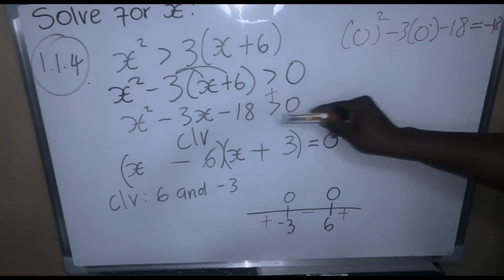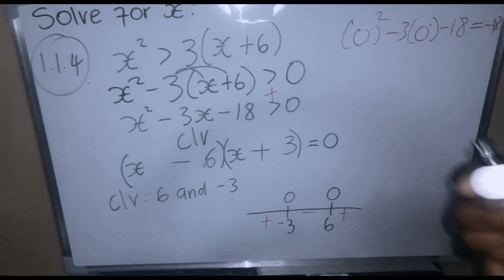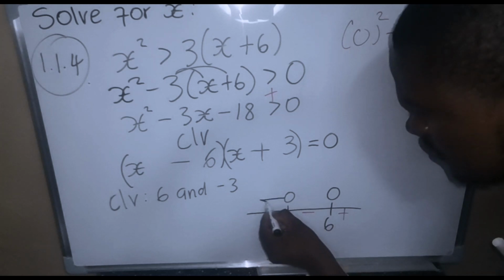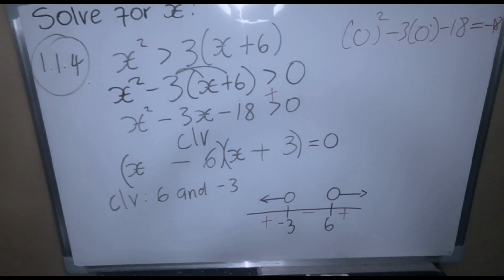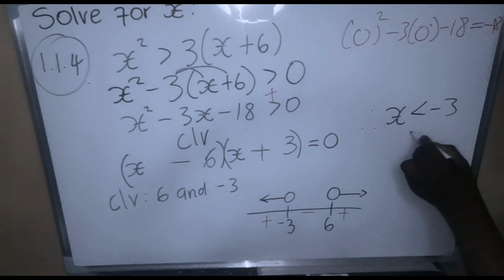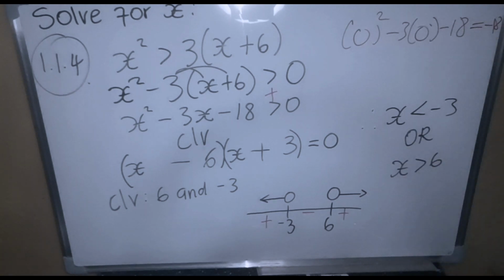Now let's check the sign of our inequality is bigger than 0. It's positive. Now, where is positive on our number line? It is sideways, here on this side and this side. Therefore, our inequality is going to be x should be smaller than -3 or x should be bigger than 6. This is how you're going to write the inequality.